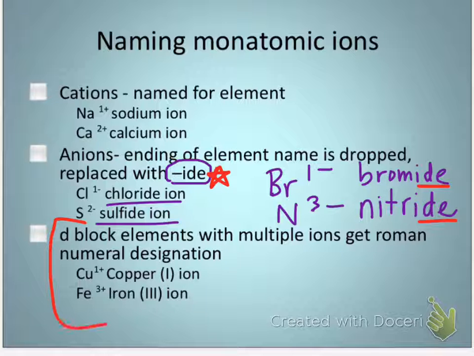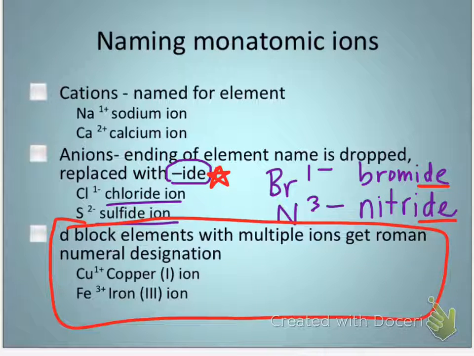For D block, so everybody stick your finger on the D block. That middle ground, that territory where we've got the metals that look like metals. The D blocks, because they form multiple cations, we always have to name them after the charge. So if we have copper that has given up 1 electron, that's a copper 1 ion. What if we have copper that's given up 2 electrons and it is Cu2+?